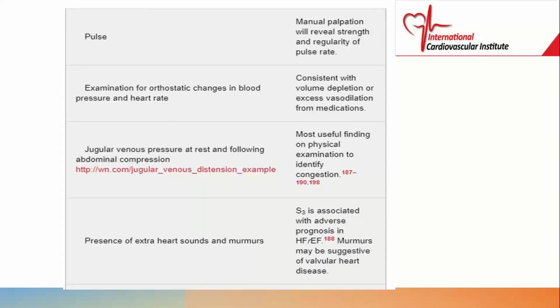And again, the jugular venous pressure at rest is one of the most useful findings on physical examination to identify congestion, and that's an exam question. If people do an exam, it is the most useful finding to identify congestion. So make sure you do look for your JVD. The presence of extra heart sounds and murmurs. So again, S3 is associated with adverse prognosis in patients with heart failure with reduced ejection fraction.